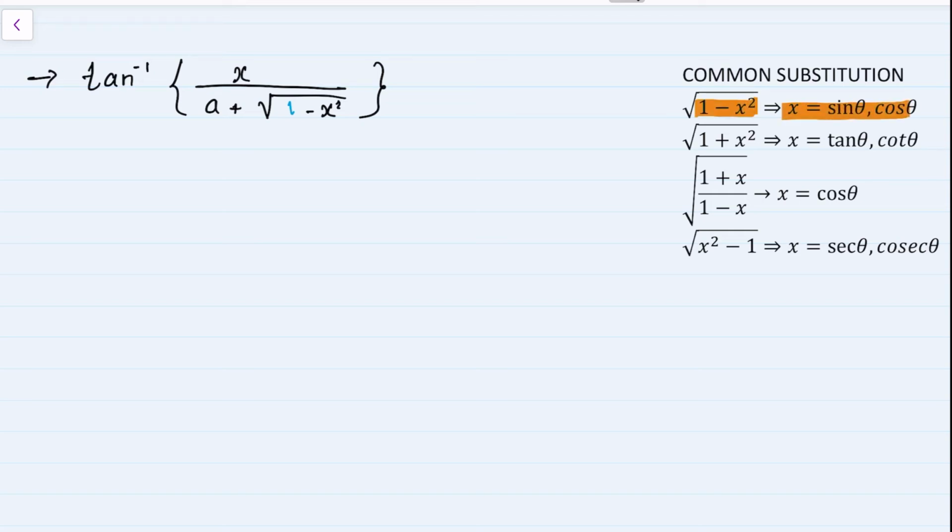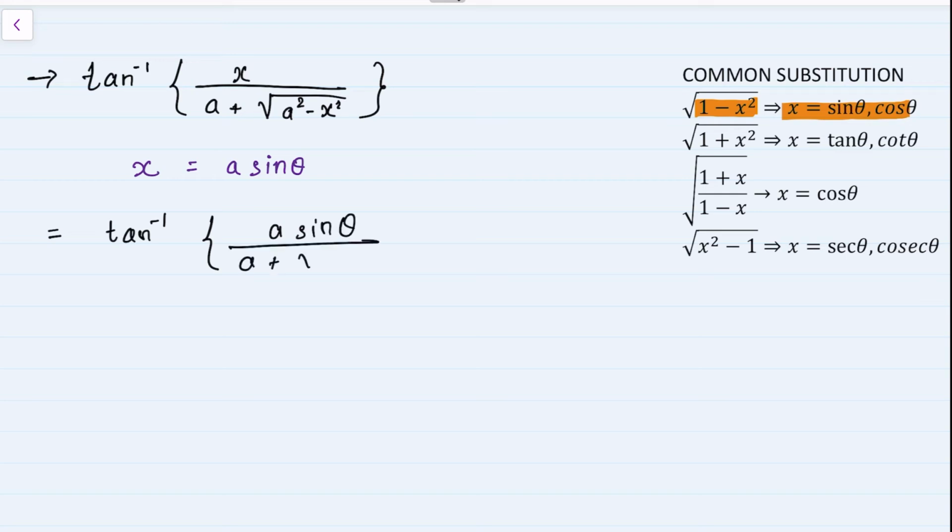So we can either substitute x is equals to sine theta or x is equals to cos theta. So instead of a, if we had root of 1 minus x square, we would have substituted x is equals to sine theta. But because we have a square inside, now we'll write x is equals to a sine theta. So for our given sum, we'll substitute x is equals to a sine theta. Then our next step would become tan inverse of a sine theta upon a plus under root of a square minus a square sine square theta.